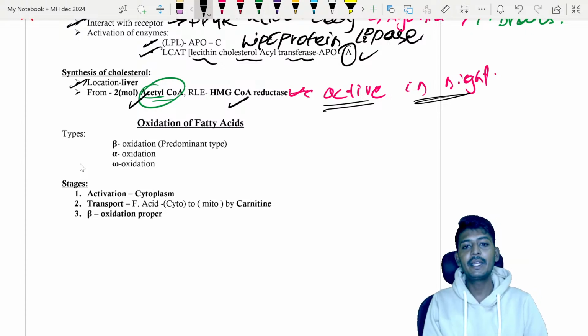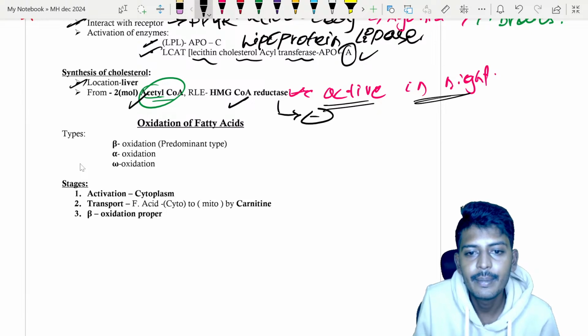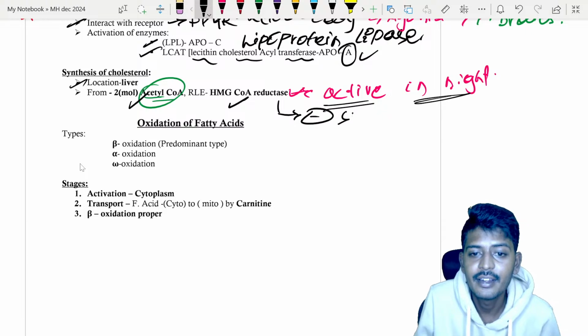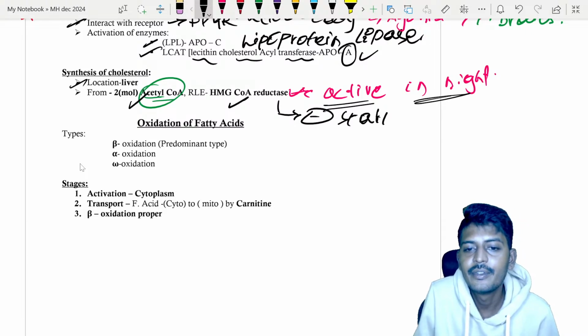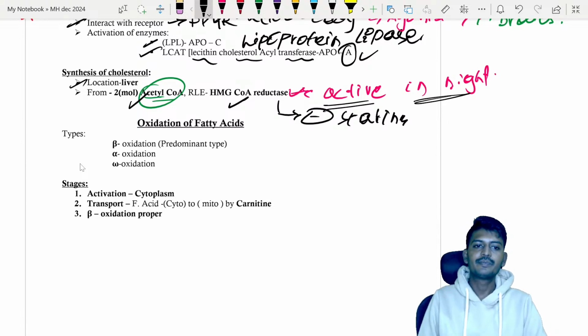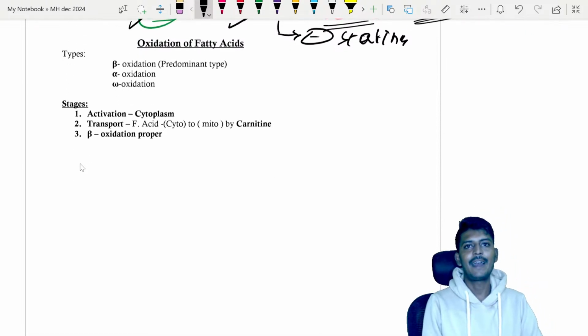Now when we are speaking of HMG CoA reductase, the HMG CoA reductase inhibitors are your statins. Statins inhibit which enzyme? HMG CoA reductase. Okay, now let's continue to the next one, that is oxidation of fatty acids.